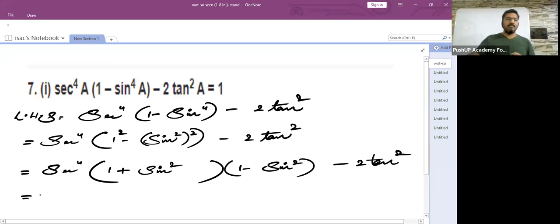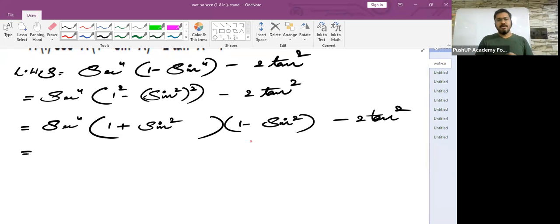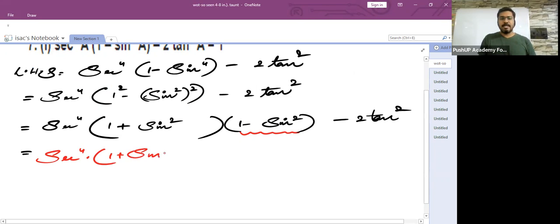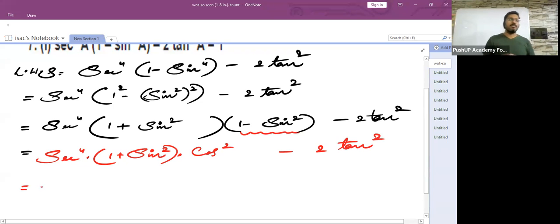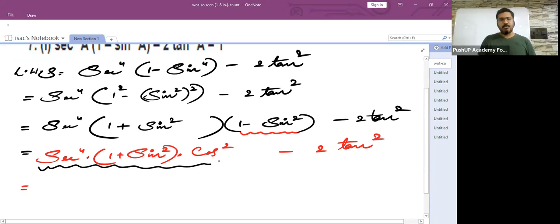This is equal to, you all know what is 1 minus sine square. How much is it? It is cos square. So sec raised to 4 into 1 plus sine square into cos square. And then here you have minus 2 tan square. Now this is equal to. Now, how to simplify this whole expression?